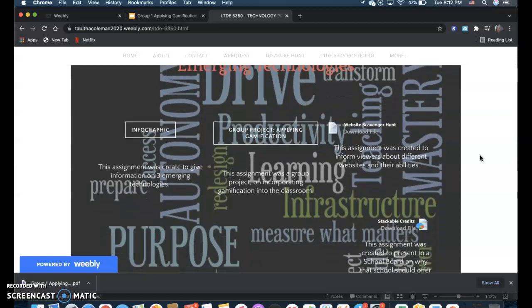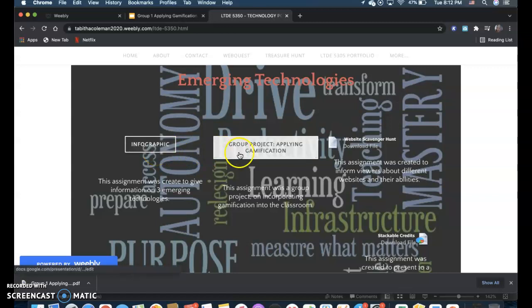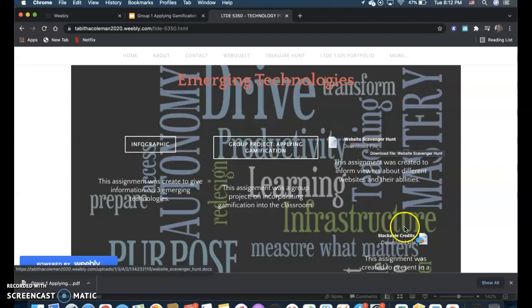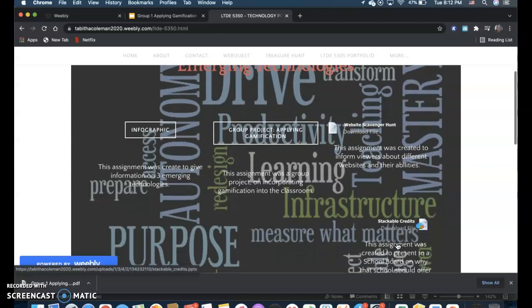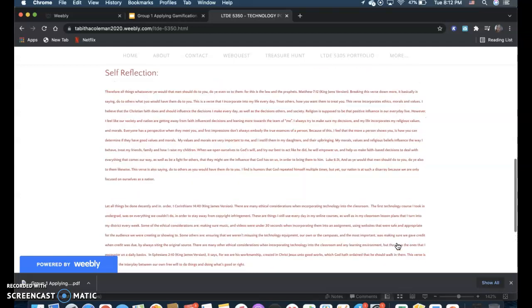These are a couple things that we have created. We created an infograph. We created a group project specifically about gamification in the classroom. We created a website scavenger hunt. We created a presentation on stackable credits. And then we had a self-reflection about our course.